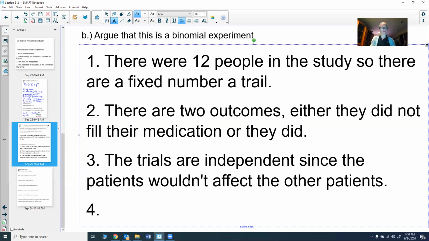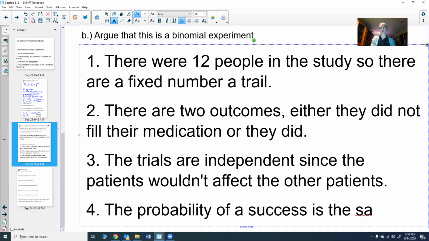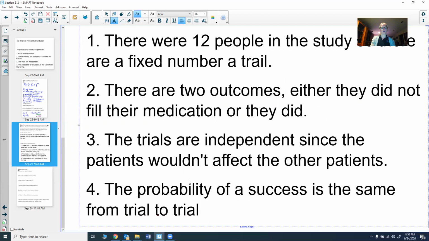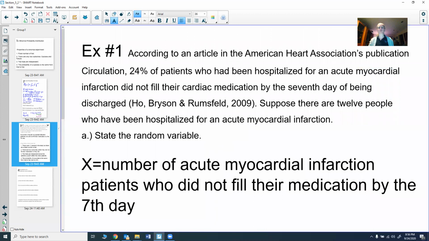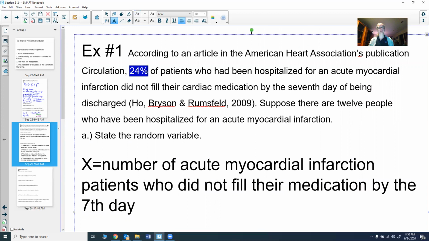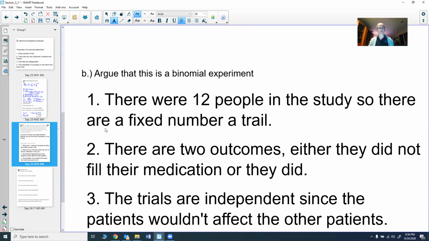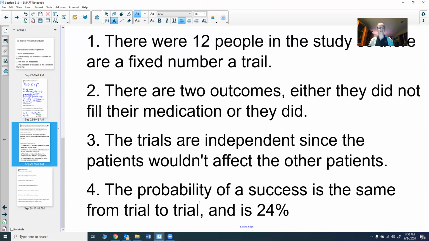And the last one is that the probability of a success is the same from trial to trial. It is 24%. We know that because it says up here in the problem that 24% of the patients did not do this. That's my probability, and that's where that value comes from. It is the same for every trial because we assume the trials are independent, there are only 2 outcomes, and they're identical trials.